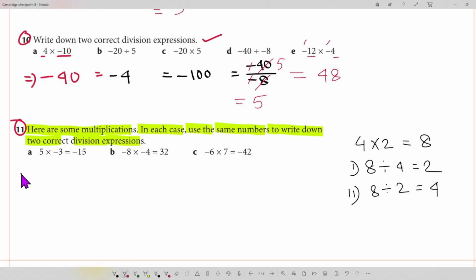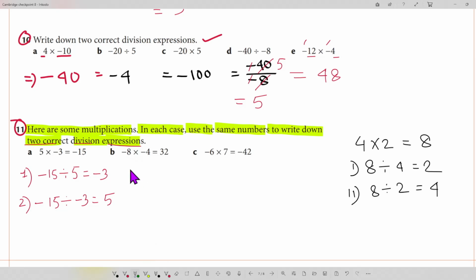First, number 1, we have to make two correct division expressions. 12 times minus 4 is minus 48. Then minus 48 divide 12, we will get minus 4. Number 2, same, minus 15 divide minus 3, we will get plus 5, right?